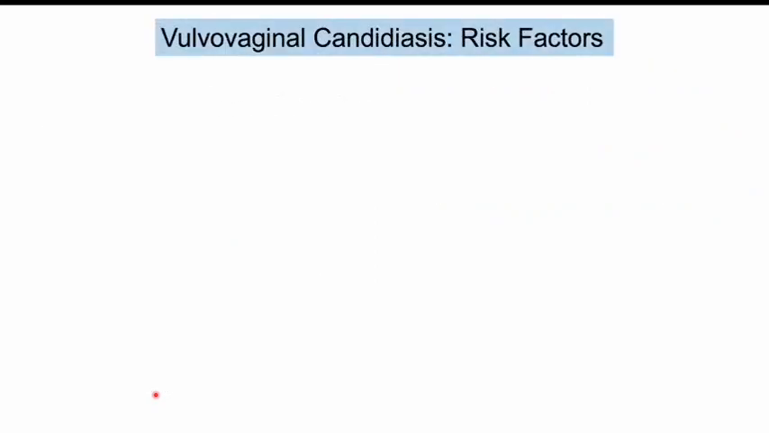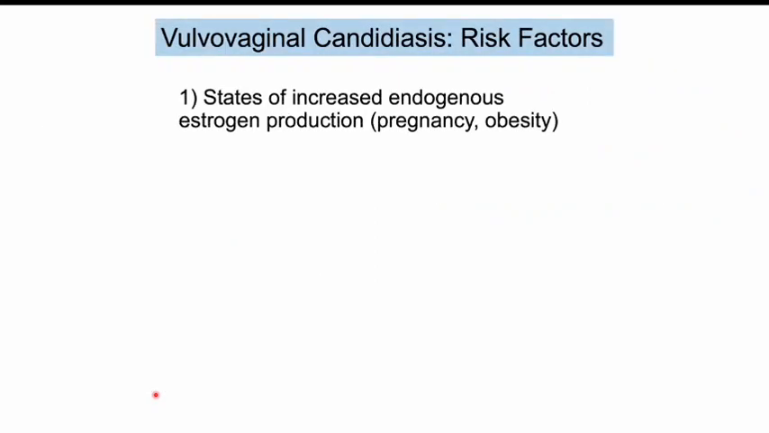Let's talk about the risk factors now. So some of the risk factors for getting vulvovaginal candidiasis include states of increased endogenous estrogen production. So these states can include pregnancy. So pregnancy is a high estrogen state, but not only that, it can change the environment within the vaginal cavity and also increase glycogen within the vaginal cavity as well, which can then lead to increased likelihood that microbes like Candida can go in and use that glycogen for energy. So pregnancy can be a state where patients can often be at a higher risk for having vulvovaginal candidiasis.